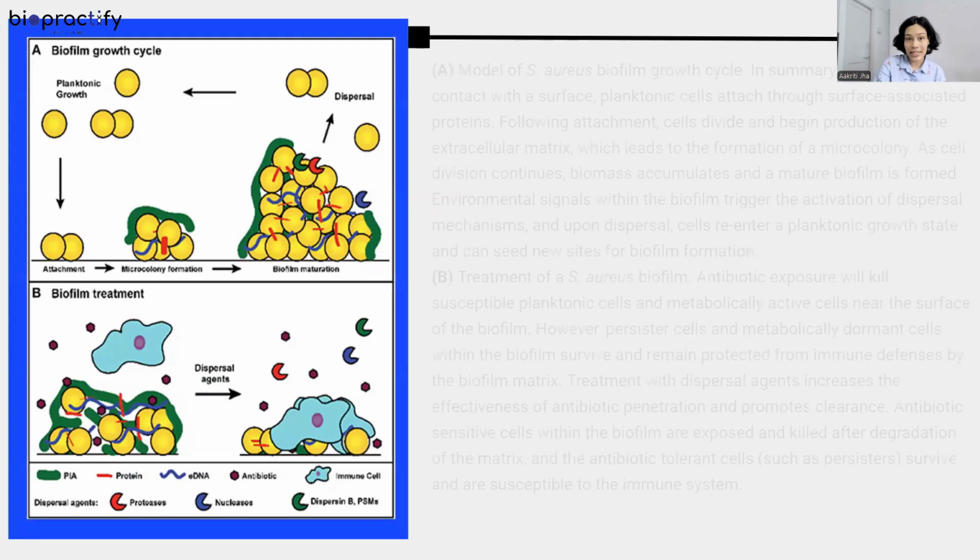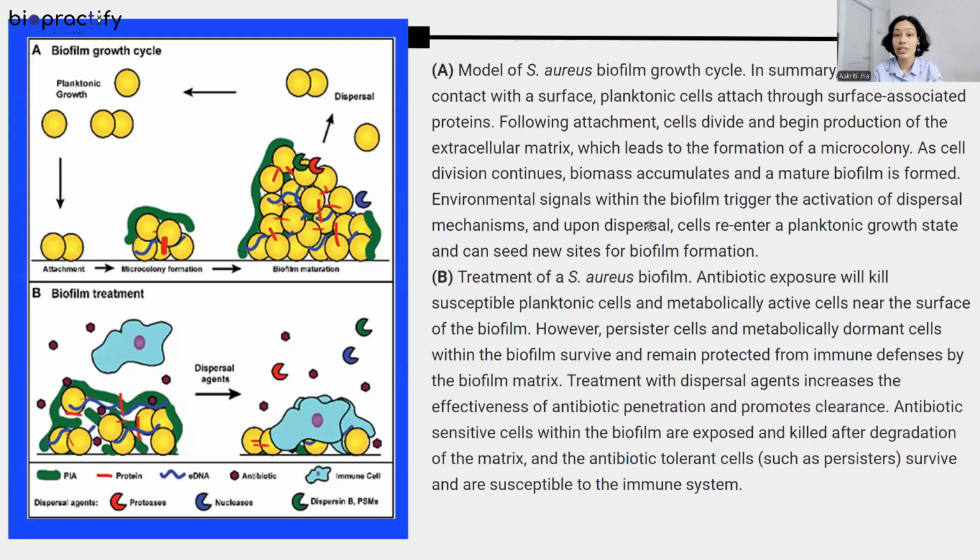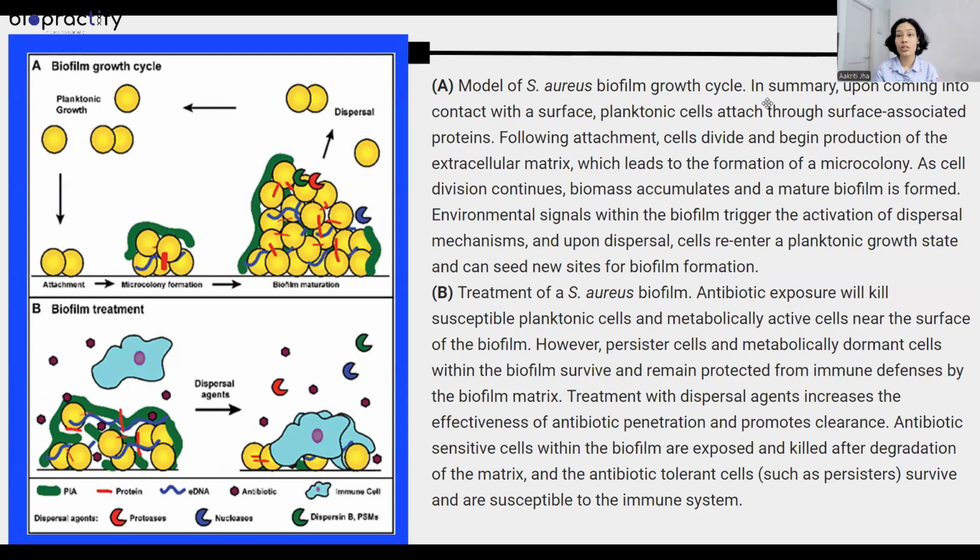Then, from this example, we can see the model of the Staphylococcus aureus biofilm growth cycle. In summary, upon coming into contact with the surface, planktonic cells attach to surface-associated proteins. Following attachment, cells divide and begin production of the extracellular matrix, which leads to the formation of a microcolony, as we can see from the diagram as well. As cell division continues, the biomass accumulates and a mature biofilm is formed.